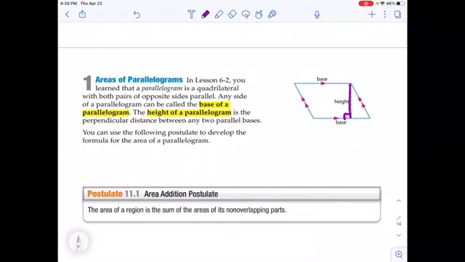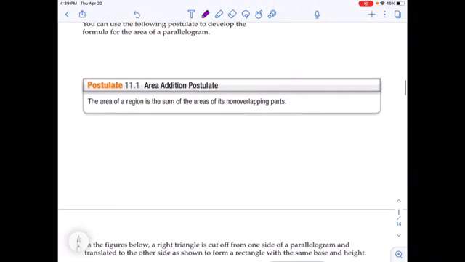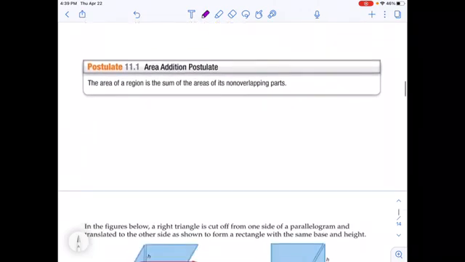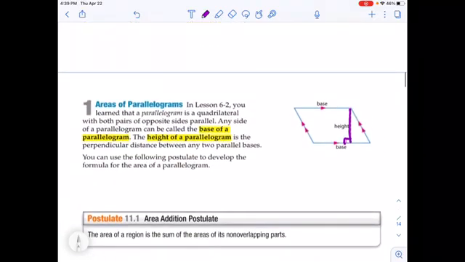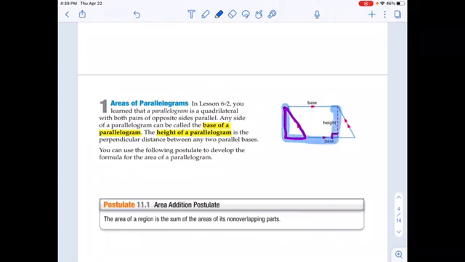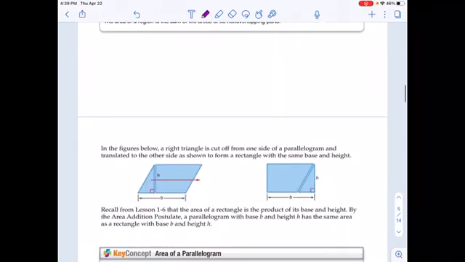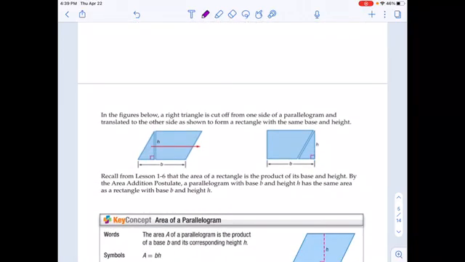You can use the following postulate to develop the formula for the area of a parallelogram. The area of a region is the sum of the areas of its non-overlapping parts. So if we take a look here real quick, if we draw this in as a triangle, and we move it over here, we actually get a rectangle because this triangle is no longer here. So it's basically the same formula as finding a rectangle, which you'll see down here.